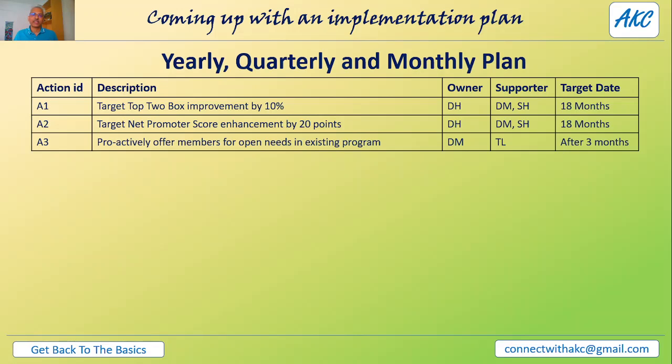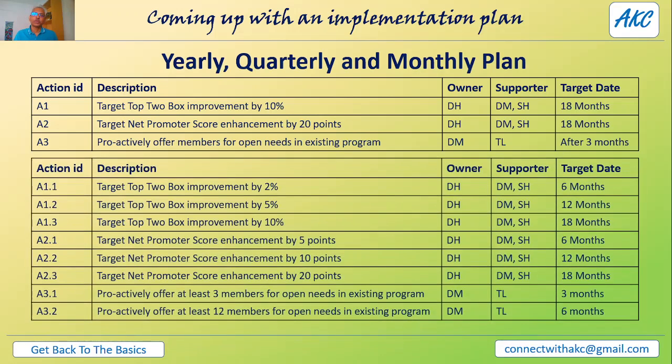Then each of these actions is broken down to the next level. So for example, if you say target top 2 box of 10%, that was broken down into 3 levels. First get to a 2% increase, then 5% increase, eventually 10% increase. And this was broken down into smaller periods of time. So the overall target was 18 months. These were broken down to 6 months, 12 months, and eventually 18 months. Similarly, the other two actions are also broken down.